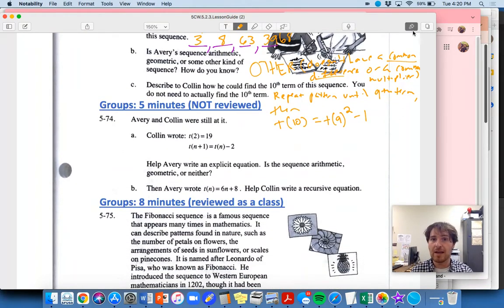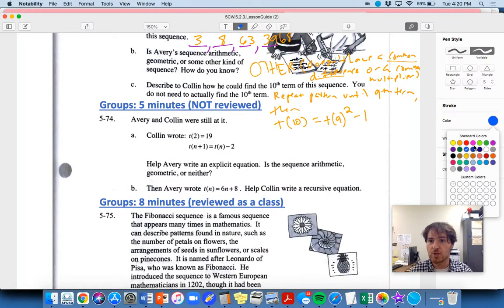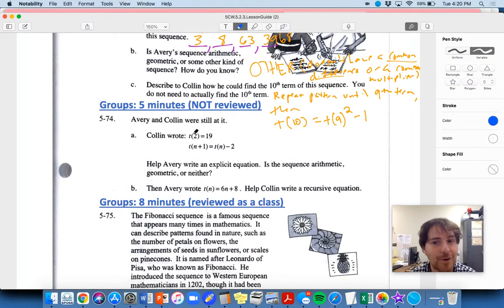Let's go through it real quick. I'm not crazy about the color that I've chosen, so I'm going to switch to maybe blue. Avery and Colin, they're still at it. Avery, Colin, Trixie, they love these sequences here. Remember Trixie from Friday's class? Trixie's the best.